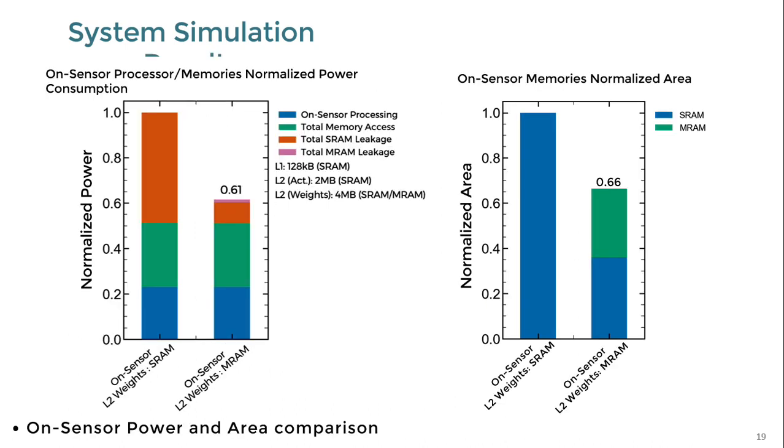So here I am focusing only on the on-sensor power, in which, again, in the y-axis, I am plotting the normalized power, and in the x-axis, we are plotting two scenarios, when the weight storage is SRAM and when the weight storage is MRAM. And we see an improvement of around 39% in power that comes mostly from a reduction in leakage thanks to the MRAM. We also have an improvement in area that comes from the high density of MRAM.